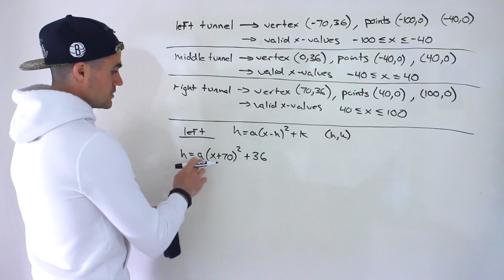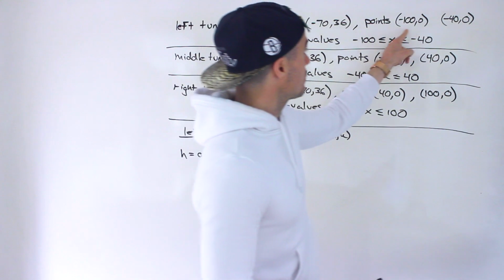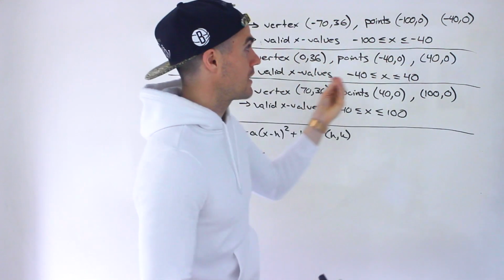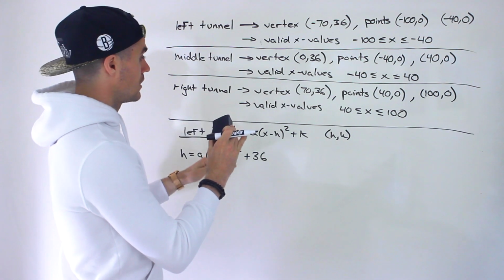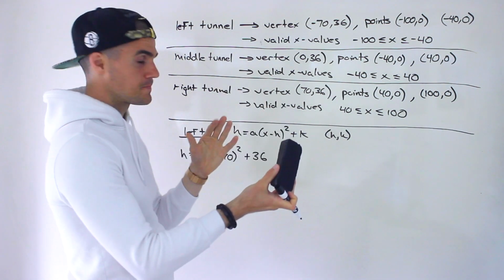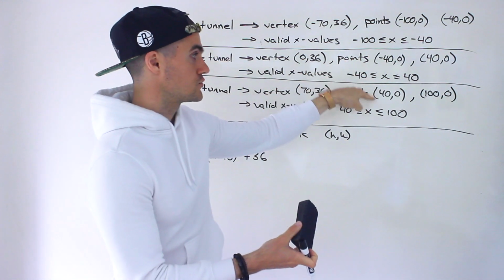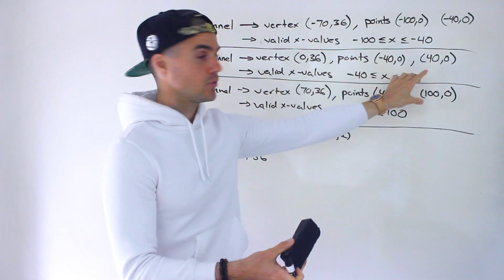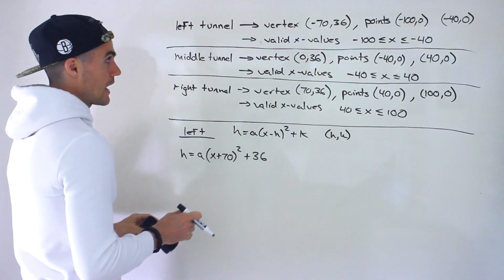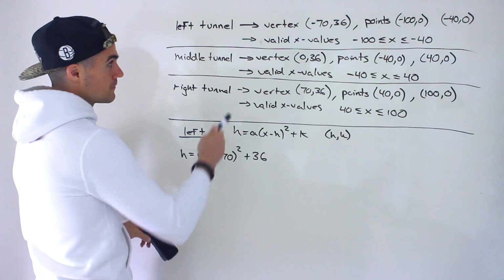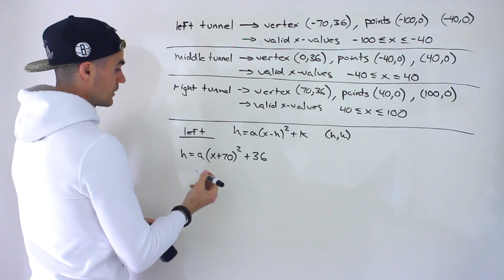And now what we got to do is solve for this a value. And again, we can use either of these points and we're going to get the same a value. So for this first tunnel, for the left tunnel, I'll show you how you can use both points to get the same a value. But then for the other two, I'll use one of the points. But if you want to use the second point for the other two, just to test it out, you can also do that. But just to save time, I'm only going to use both points for the left tunnel to show you how we can get the same a value.